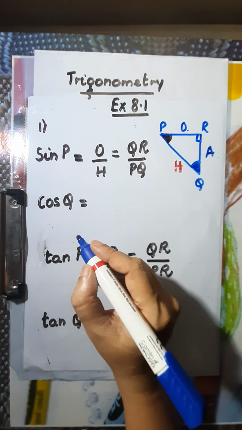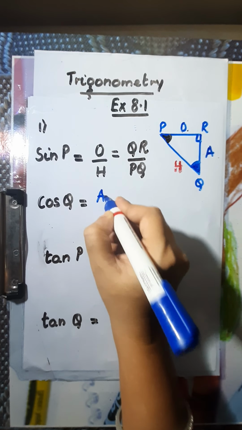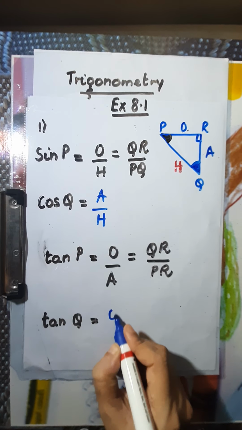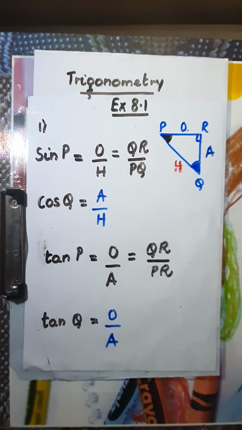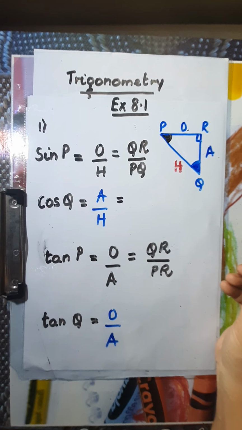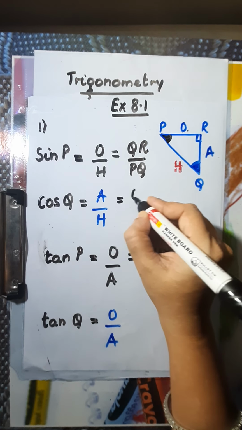Can you tell me? Cos of any angle is old Ritik and his Alia. Correct? And again for my tan Q, it is also opposite upon adjacent. Now you don't write O upon A, you are not allowed these short forms. You are supposed to write opposite side upon hypotenuse, adjacent side upon hypotenuse. Okay, my tan is opposite side upon adjacent side. You have to write full forms. Okay, now what is my adjacent side for this angle Q? I have written, which is my adjacent? QR.